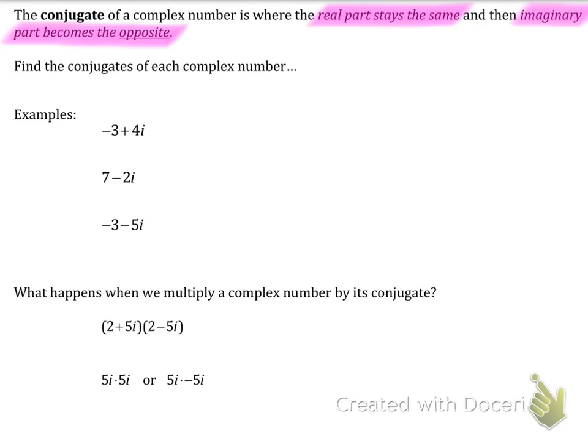All right, so I want the complex conjugate for these three examples. So the real part stays the same. So the real part, again, we need to know that's negative 3. So the conjugate is negative 3 because it stays the same. 4i is the imaginary part, and that becomes opposite. So it says plus 4i, so the conjugate is minus 4i.